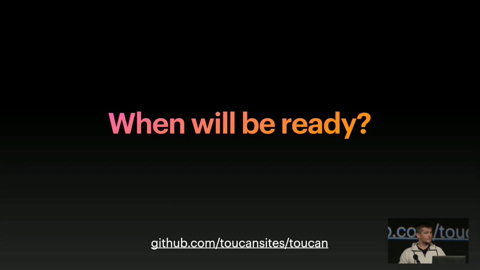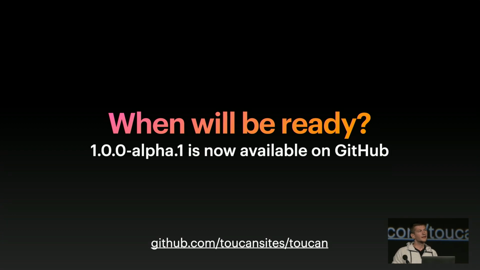Another question is, when will we be ready? Actually, 1.0 alpha.1 is now available on GitHub. And I would like to encourage you to try out Toucan. We're already using it in production, and we love it. We've built several static websites with it. And since the very first alpha version is now tagged, you are ready to go.